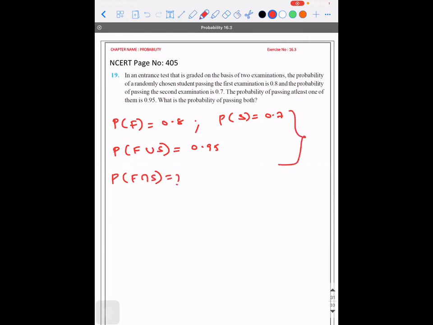Same formula you people calculate. I hope it is clear, guys. So I'll directly do it. 0.95 is equal to 0.8 plus 0.7 minus probability of F intersection S. So probability of F intersection S is 1.5 minus 0.95. So it is 0.55.